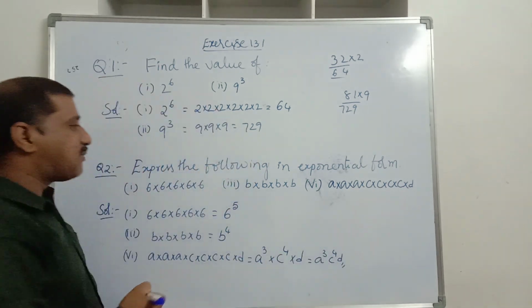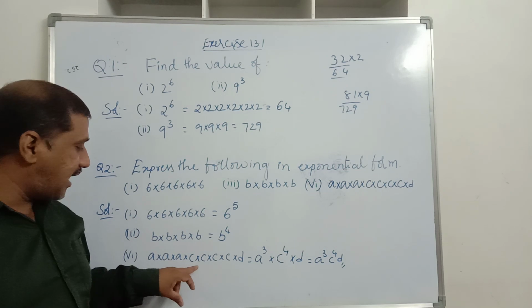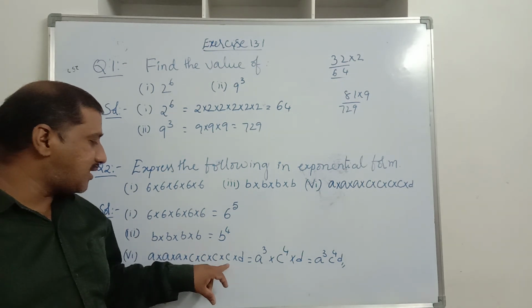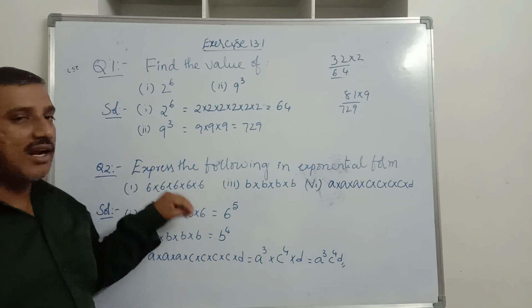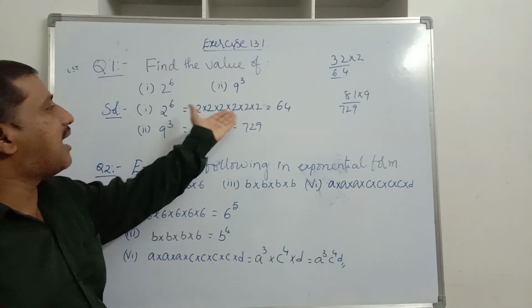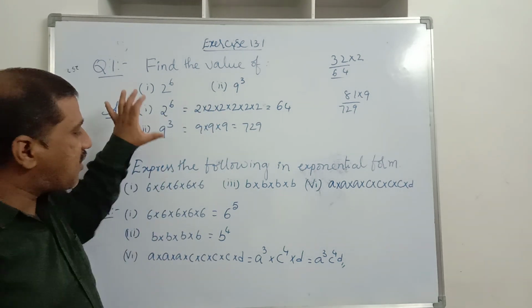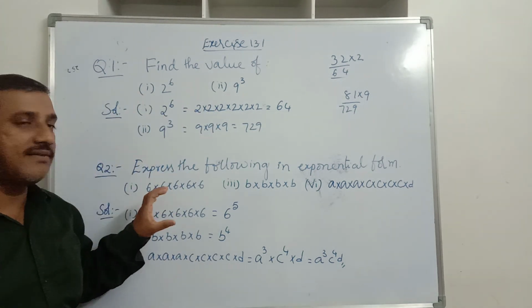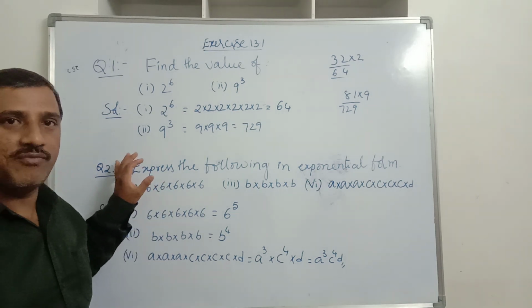So this is the exponential form for a into a into a into c into c into c into c into d. Like this, for expanded form we will write in the exponential form, and exponential form we will write in the expanded form, and we will simplify. Thereby we can find its value. I hope you understand how to write the given numbers in the exponential form.